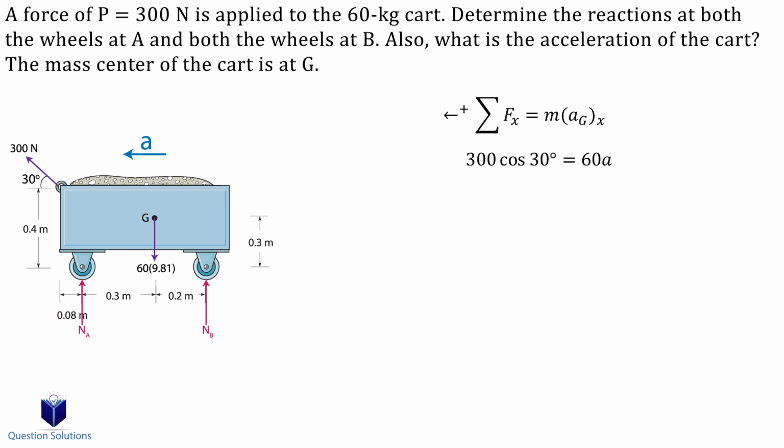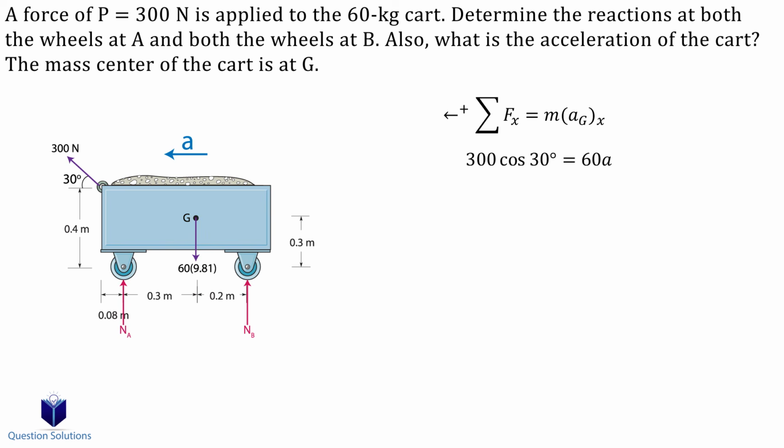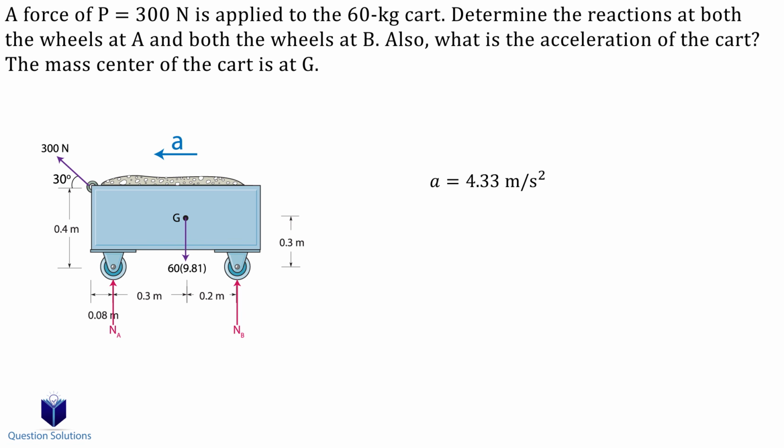So we have the x component of force P, and that's equal to the mass of the cart multiplied by the acceleration in the x direction. Since the cart only moves along the horizontal axis, there won't be any acceleration upwards. We can solve the equation, which gives us the acceleration. Finding the reactions at the wheels will require two equations since we have two unknowns, NA and NB.